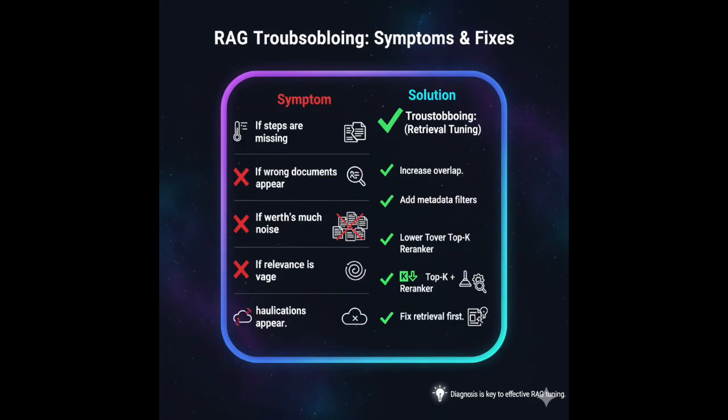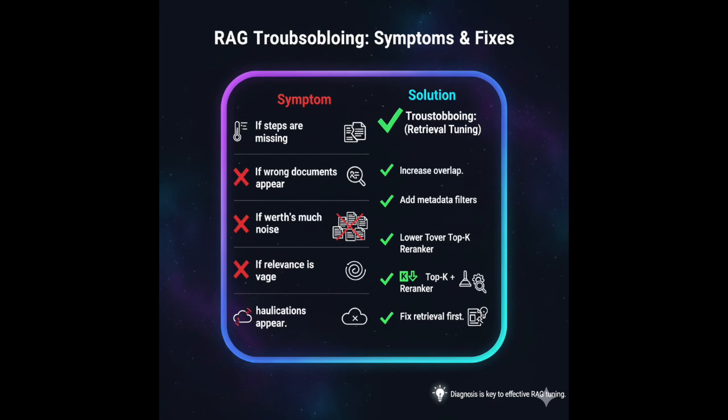Here's the decision table your brain should auto-load. If steps are missing, increase overlap. If wrong documents appear, add metadata filters. If there's too much noise, lower top K and add a re-ranker. If relevance is vague, hybrid search. If hallucinations appear, fix retrieval first.